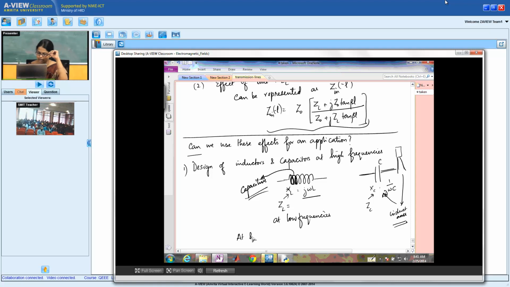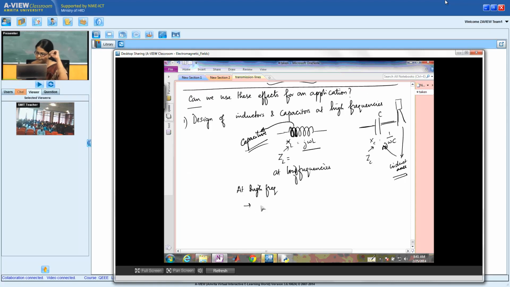So at high frequencies, what we will have is capacitive effects in an inductor and inductive effects in a capacitor, which is not good because you would have designed your circuit assuming that it's a pure inductor. You would not have accounted for capacitance.